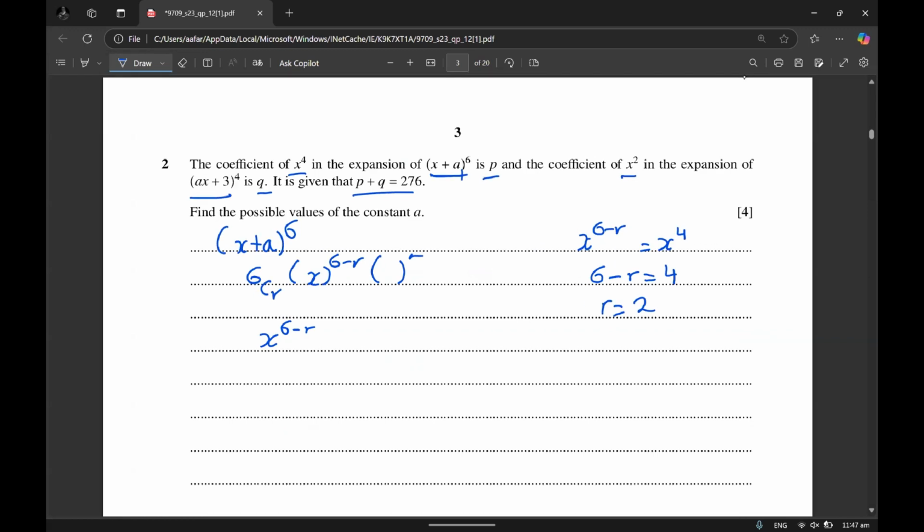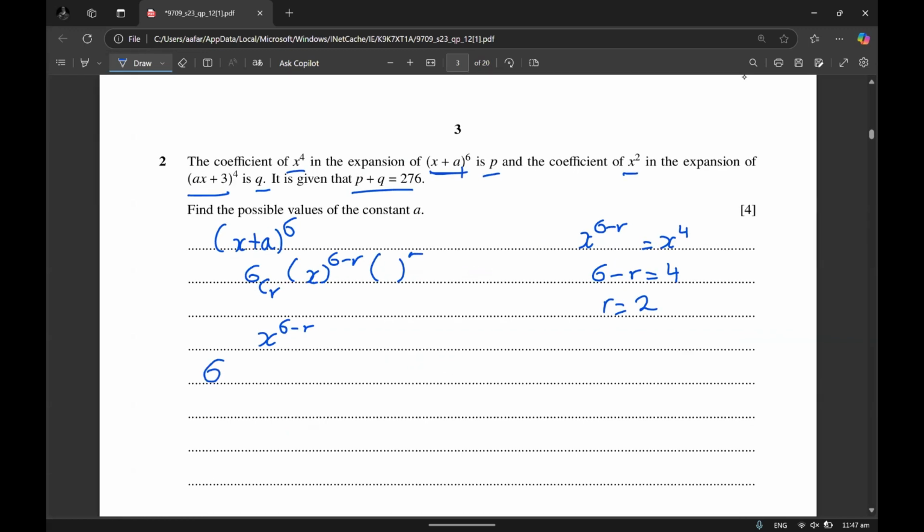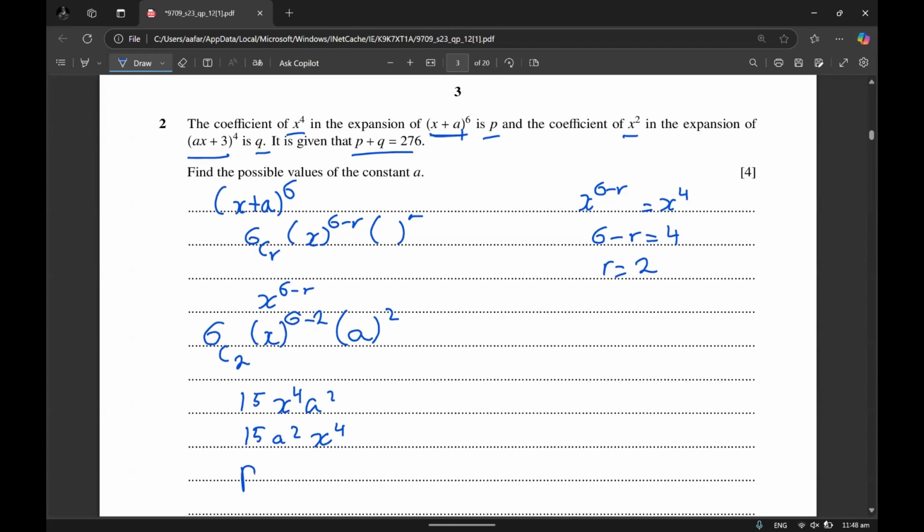So now we know what the r is, so we'll just put this in the equation. The expression 6C2 x to the power of 6 minus 2 multiplied by a to the power square. We get 6C2, which is 15, x power 4 a square. So basically, the coefficient of x^4 is 15a square, which is p. So we can say that p is equal to 15a square. Okay, so this is one.